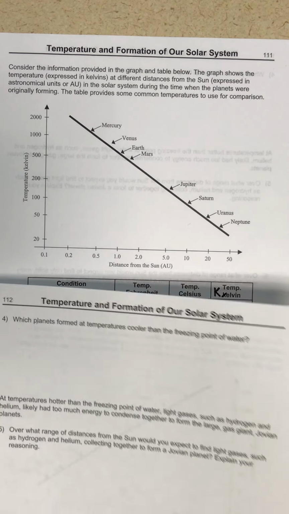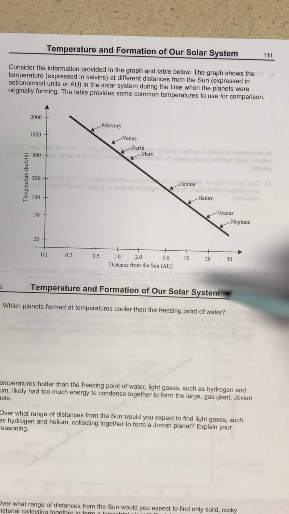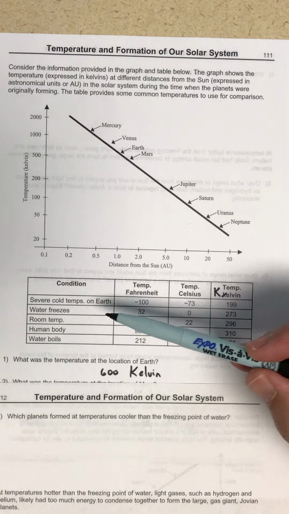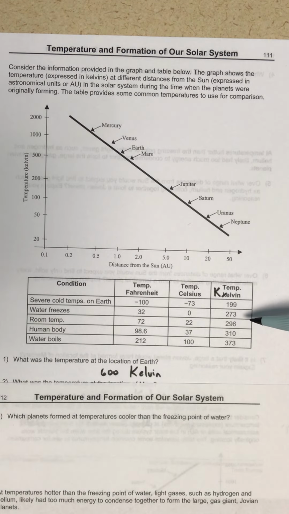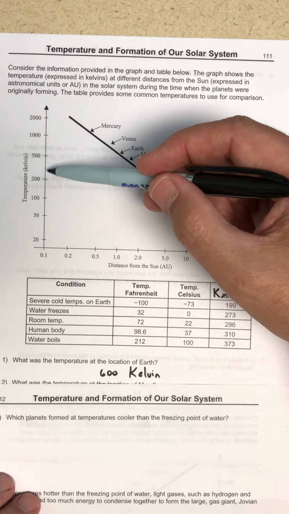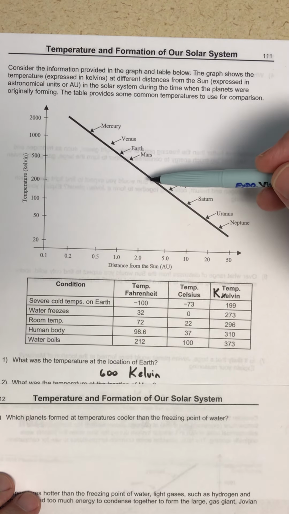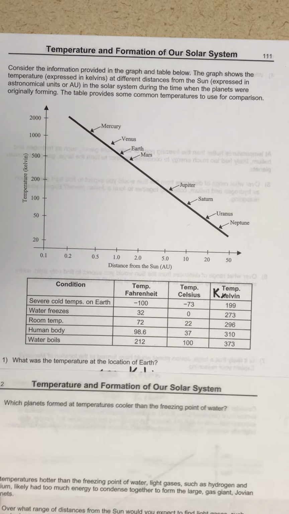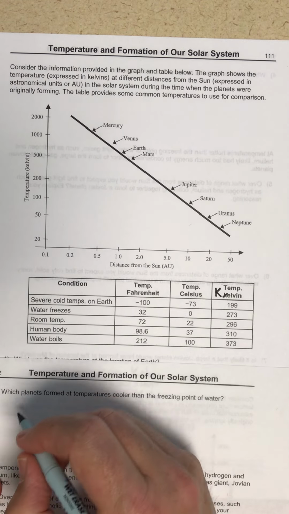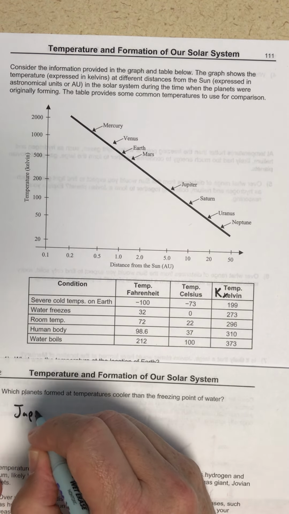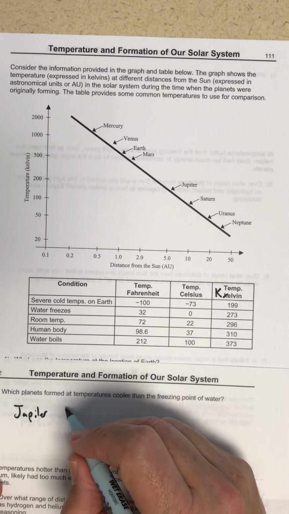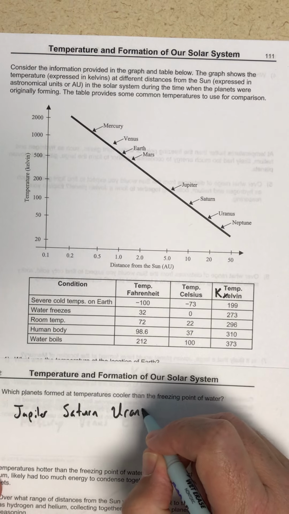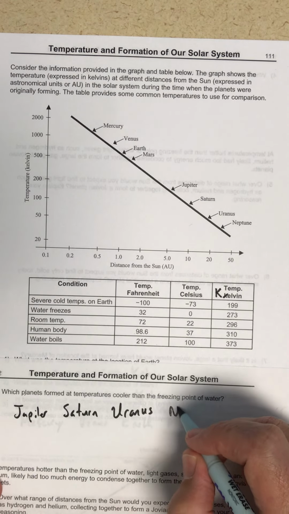All right, so which of the planets formed at temperatures cooler than the freezing point of water? Water freezes at 273 Kelvin, so that's about in there. So all of the gas giant planets. It's not an accident. That's where you find gas giants: Jupiter, Saturn, Uranus, Neptune.